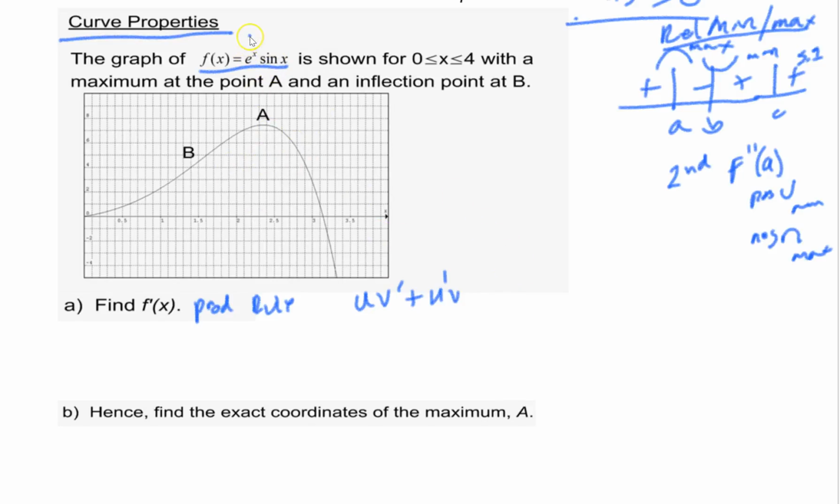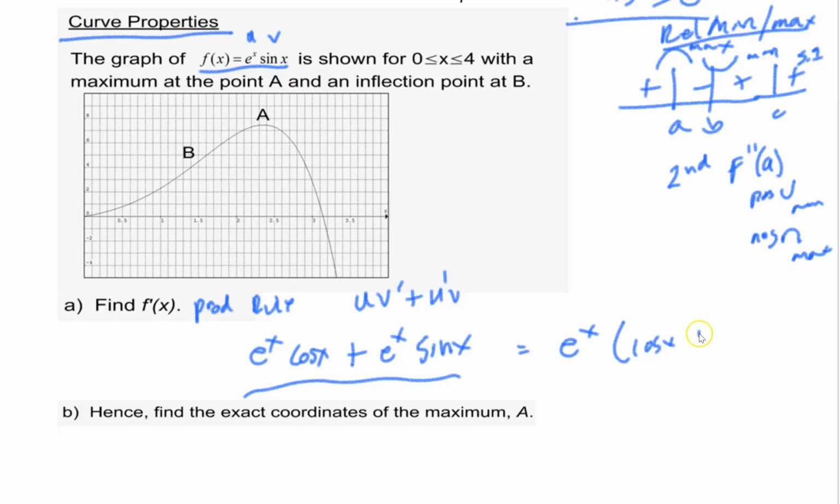Our u is e to the x, v is sine x, u prime is e to the x, v prime, the derivative of sine, is cosine. If you're not sure, look at your formula sheet. Plus u prime, the derivative of e to the x is e to the x, times sine x. So that's our derivative. If we want, we can make it a little prettier by factoring out the e to the x, but it's not necessary.